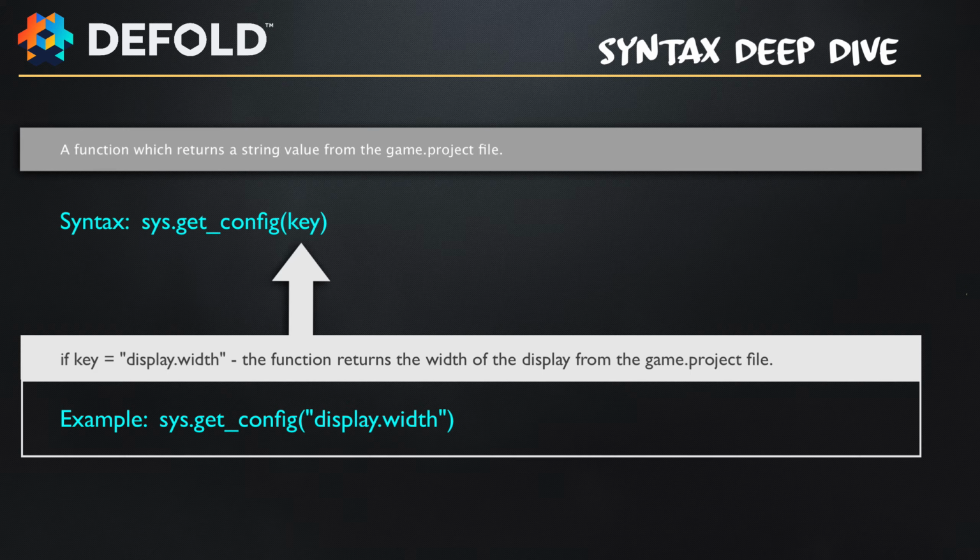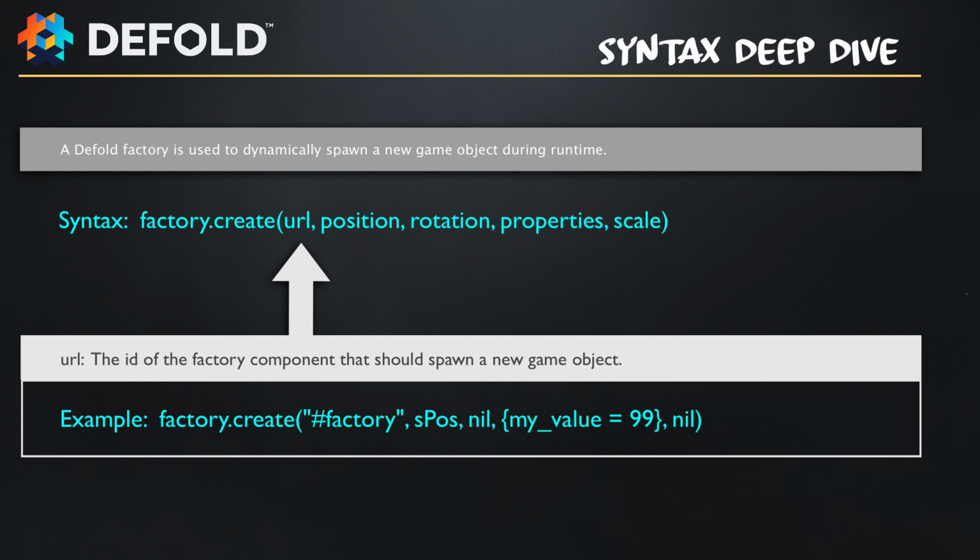Within our spawning script, we've identified several new functions. The sys.getConfig, as described in default documentation, returns a string value from the game.project configuration file, in this case, the display width and height. One of the primary purposes of this script is to create the factory.